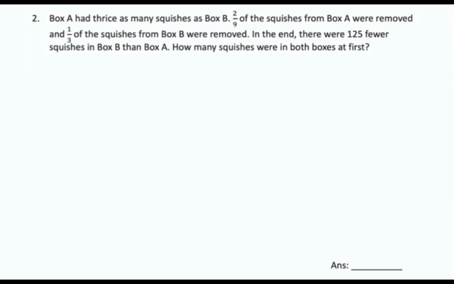Okay, let's start with sentence by sentence. Box A had thrice as many species as box B. So A to B is 3:1. Next, 2/9 of the species from A were removed. So this is a proportion transfer.